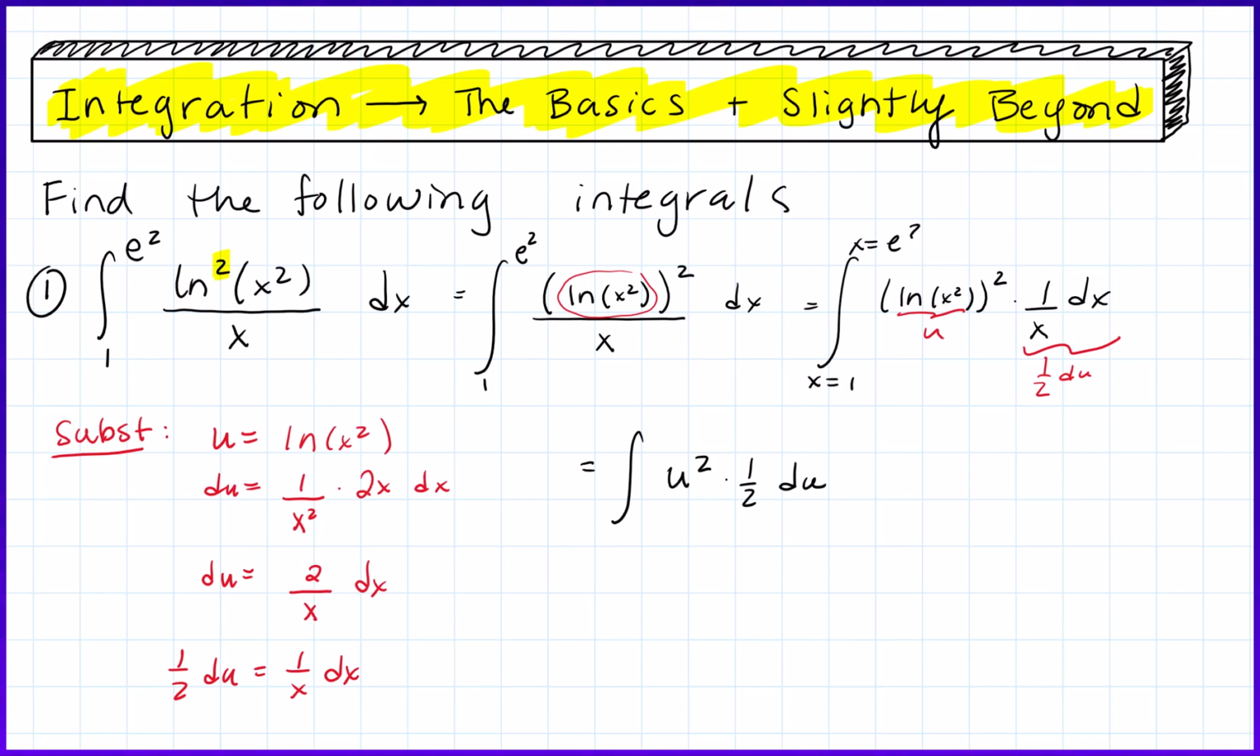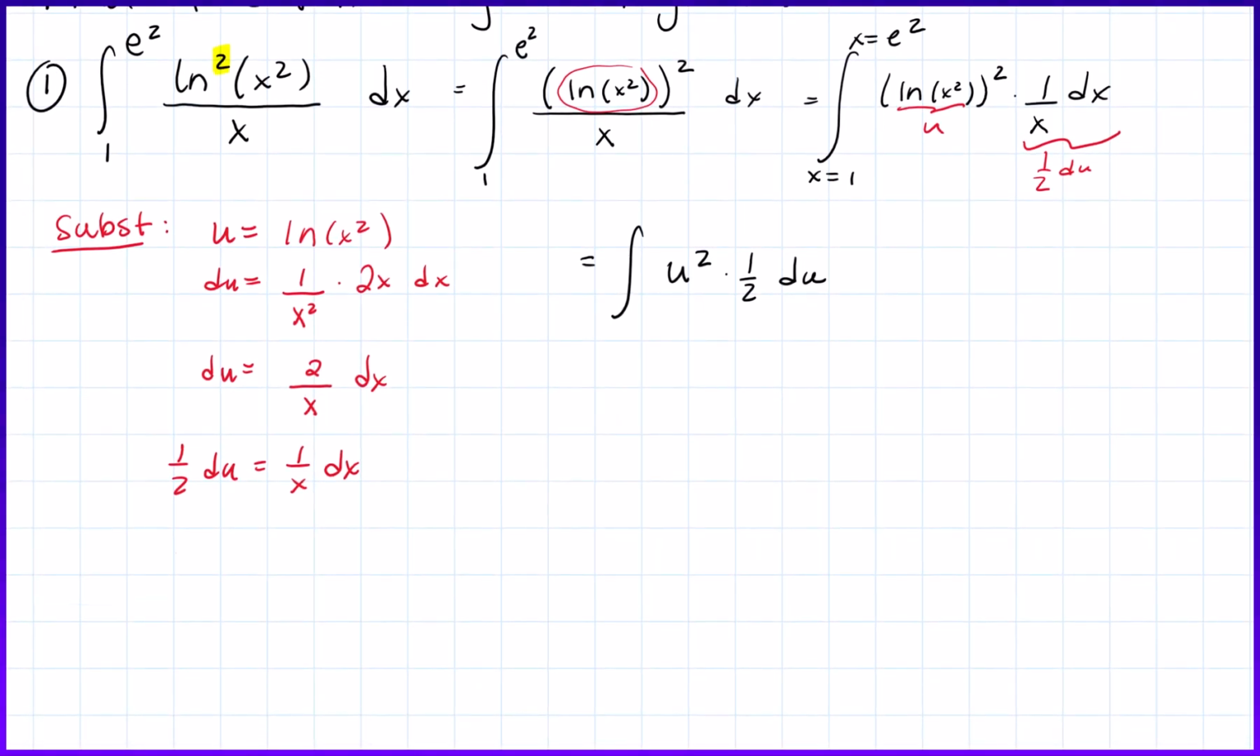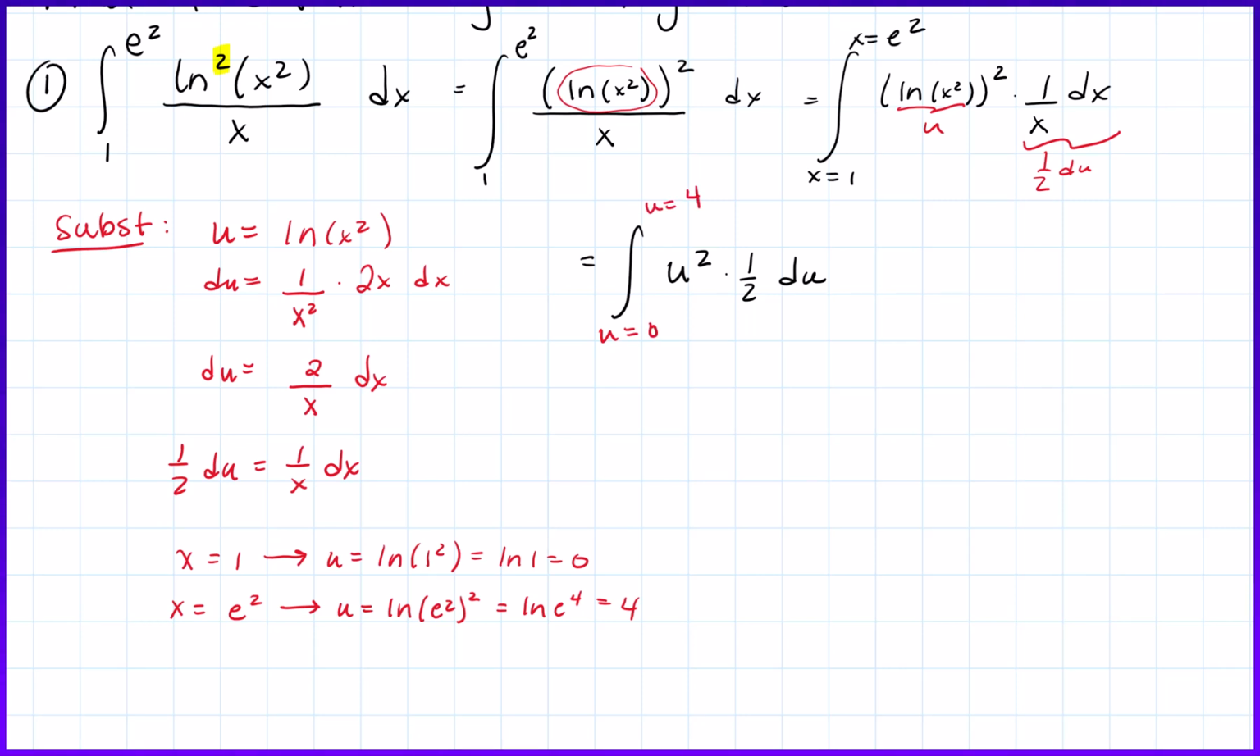Let's just recall, with a definite integral, I can also change the bounds. When x equals 1, then u equals the natural log of 1 squared, which is just the natural log of 1, which is 0. And when x equals e squared, then u equals the natural log of e squared squared, which is the natural log of e to the fourth, which is 4. So I'm going to change those bounds to u equals 0 to u equals 4.